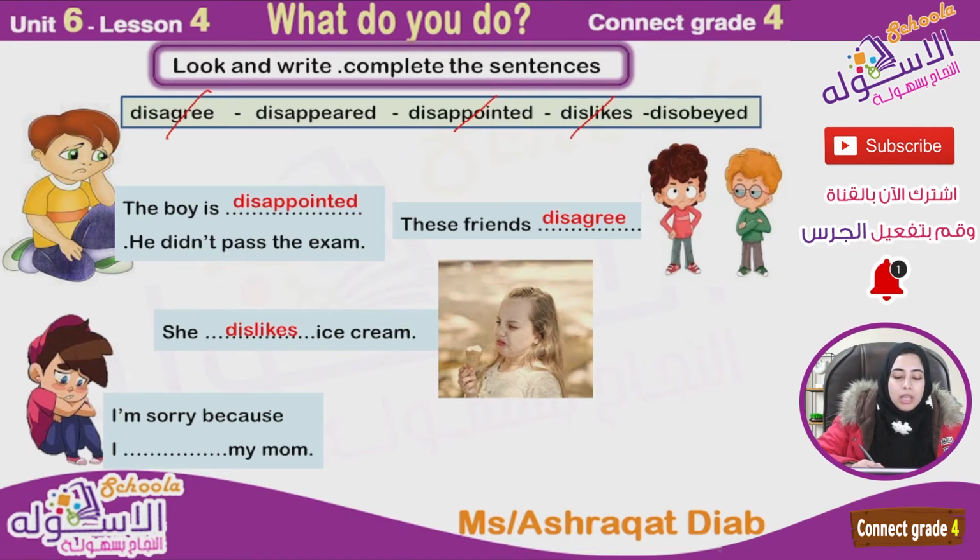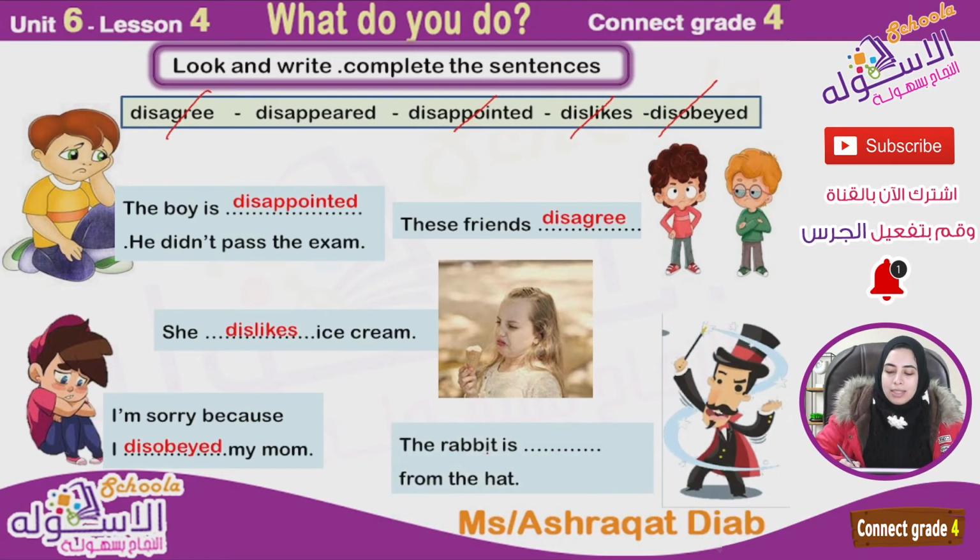Well, I'm sorry because I disobeyed my mom. Of course, it's disobeyed, يعني ما سمعتش كلام mom. Okay, the last one. The rabbit is from the hat. Well, this is a magician. Okay, ساحر. تفتكروا هيعمل ايه in the rabbit?